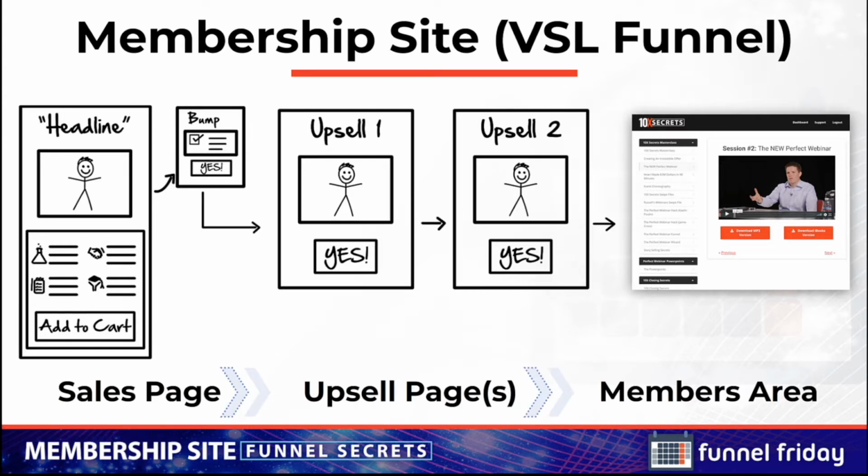Okay, so there's the sales page, right? There's an order form bump, there's an upsell, and maybe 2 upsells, and then there's a membership site, and that's it. That's the whole thing. So if you're looking at what the membership funnel looks like, people ask me all the time, I'm selling a membership site. What kind of funnel should I use? This is the funnel. That's what it looks like.